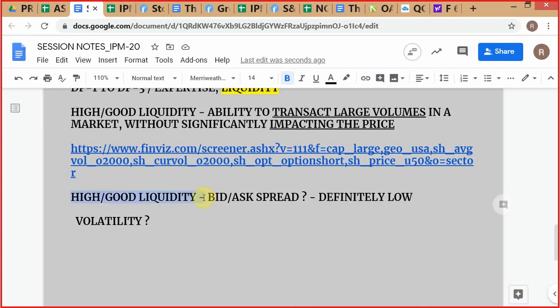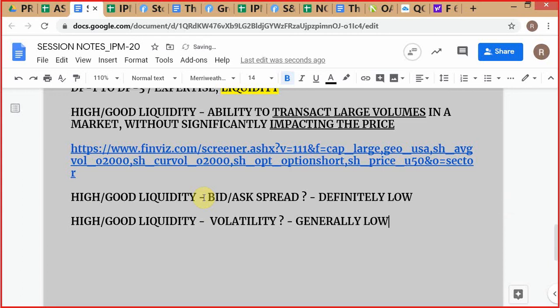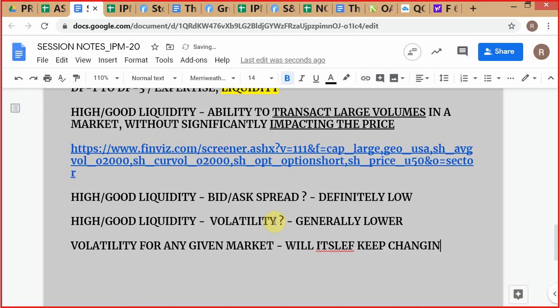As far as volatility is concerned, I will not give a categorical answer like the first one. Generally lower, but this is not guaranteed. You can have markets which have very good liquidity which have high volatility, and also remember that volatility itself keeps on changing for any given market.